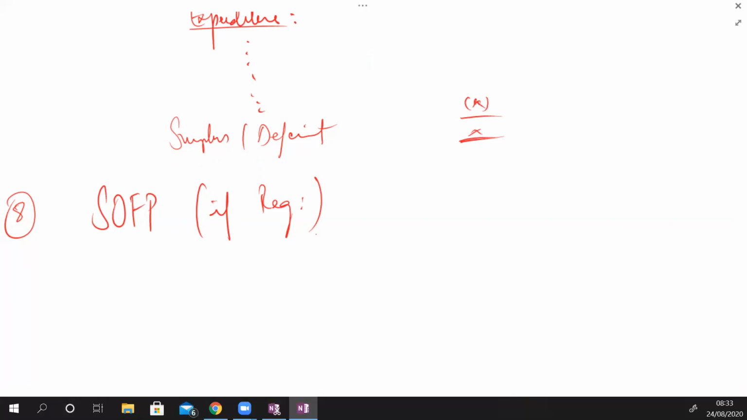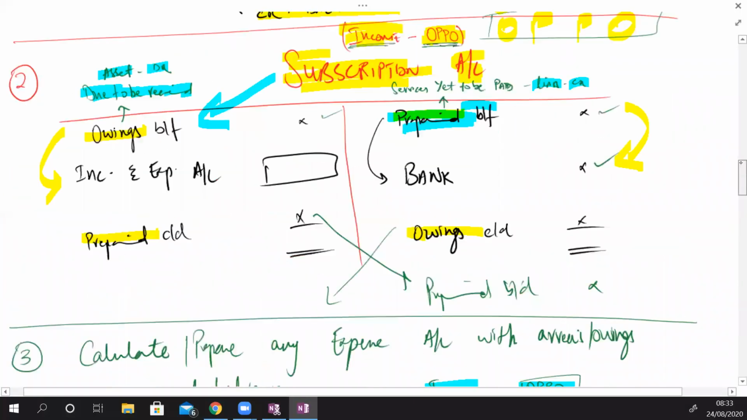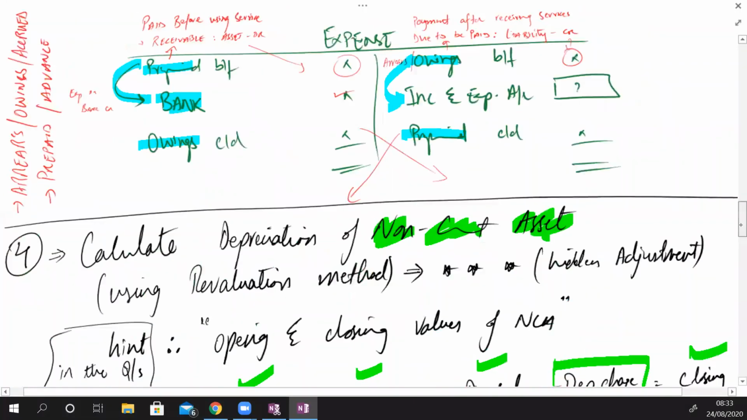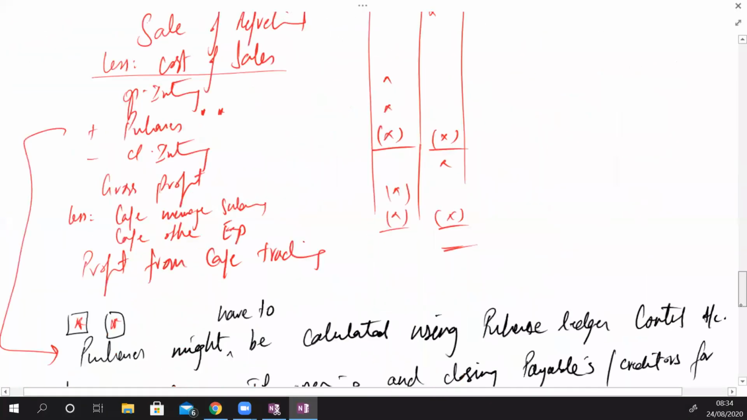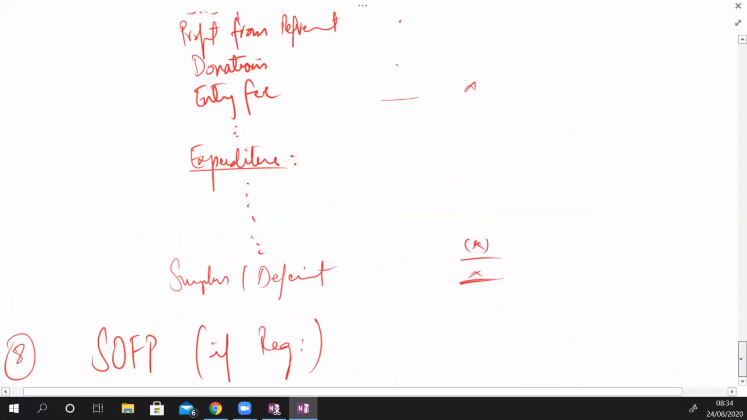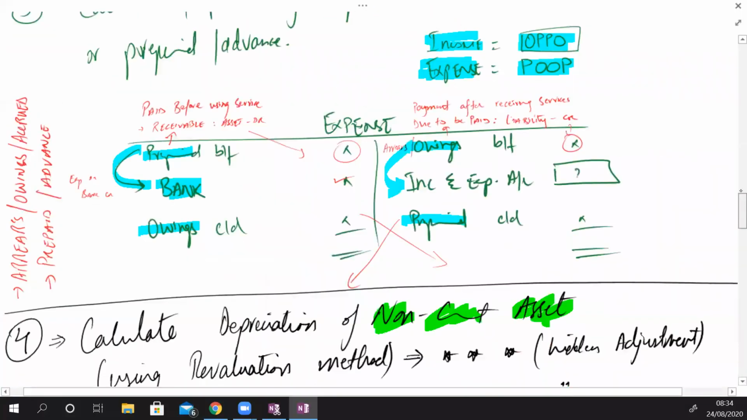It's the same SOFP as of any business. बिल्कुल same होती है. सिर्फ फाइनेंस बाय में ओपनिंग एक्यूमुलेटेड फंड में सरप्लस प्रॉफिट जो है वो ऐड हो जाएगा, डेफिसिट होगा तो सबट्रैक्ट हो जाएगा. So these were the steps of solving a club accounts question. I know you might be finding it difficult. Yes, I'm pretty sure. But with practice and by following all these steps, okay, any question of club accounts can easily be solved. Okay, you have to follow these steps.